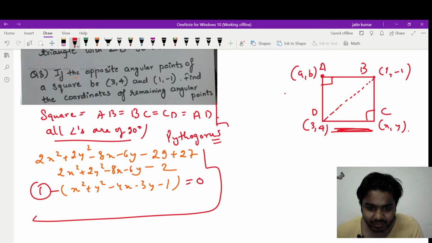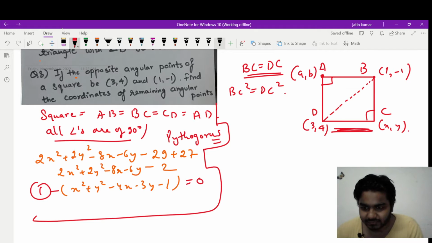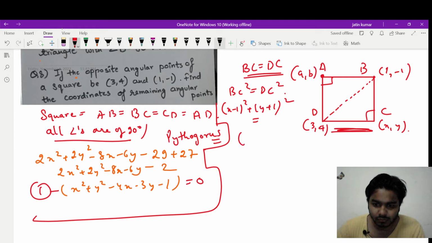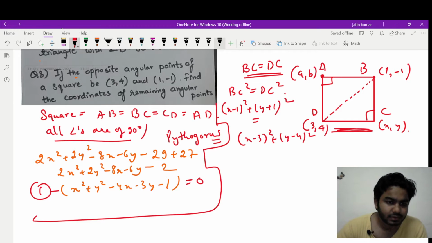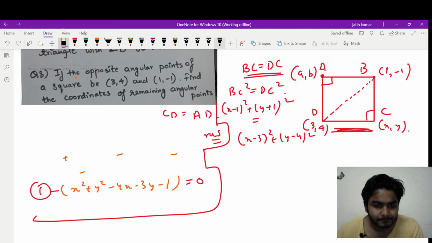So let's find the second equation. We need one more equation. The second equation we will get from BC is equal to DC, because sides of squares are equal. So BC square will also be equal to DC square. So let's find BC square. (x minus 1) whole square plus (y plus 1) whole square is BC square. It will be equal to (x minus 3) whole square plus (y minus 4) whole square. So let me remove this left part.